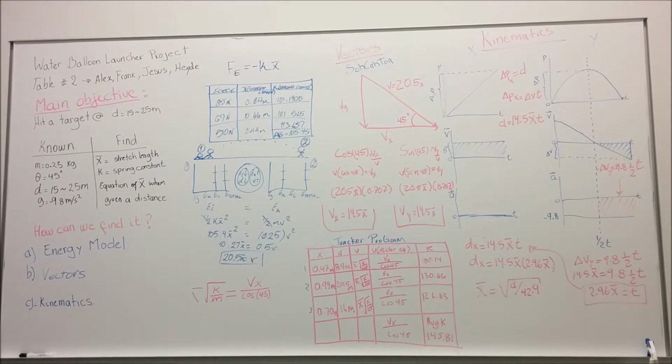So to find our spring constant, we set our force elastic equation, Fe is equal to negative kx bar. We ran 3 different trials using our launcher and a Newton meter. The 3 trials measured at 3 different stretch lengths. We found an average spring constant of 105.45.